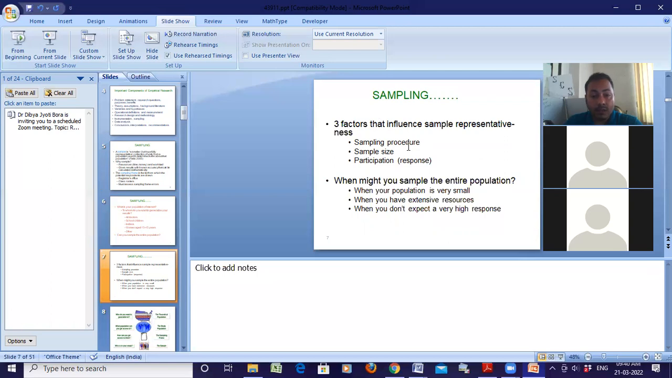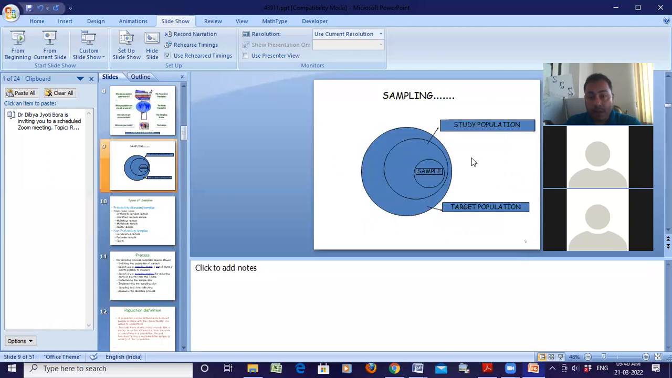Okay. Now, from my point of view, you can also refer to this diagram. Can you see my screen now? Yes, sir. Visible. Yes. So look at this diagram. See, this is a Venn diagram, right? So there are three sets you can see. This is the target population, then the study population, then this is a sample. What have you inferred from this diagram?